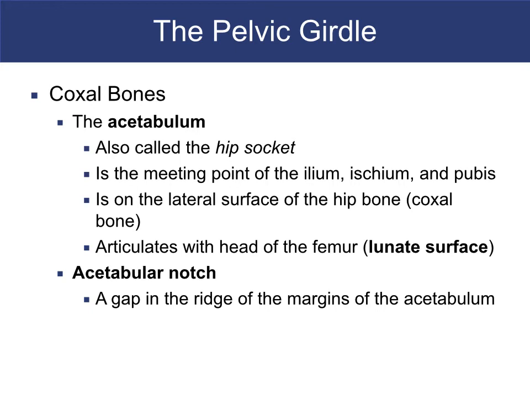Notice that the acetabulum, the hip socket, is actually made up of all 3 bones, because the acetabulum is where the 3 bones, the pubis, the ischium, and the ilium all come together. So all three of them contribute to the acetabulum. I'll show you a pretty picture in a minute of that. Acetabular notch is this little notch right here. It's not a completely perfect socket around there. There's a hole in it right here called the acetabular notch.